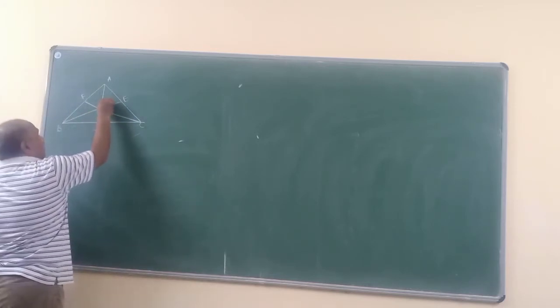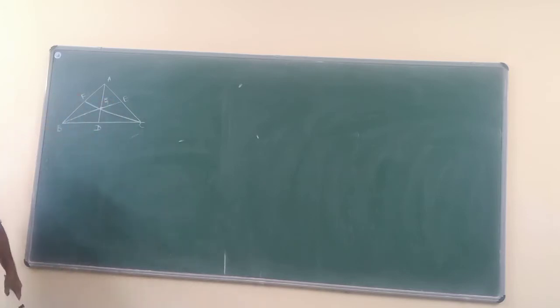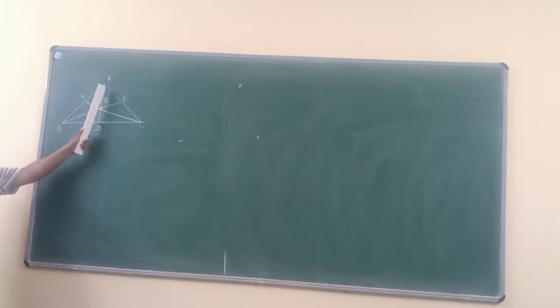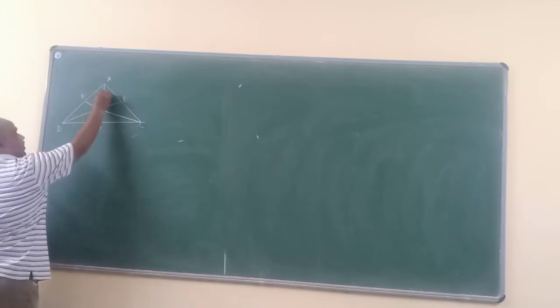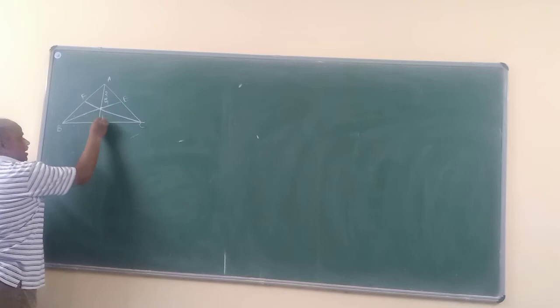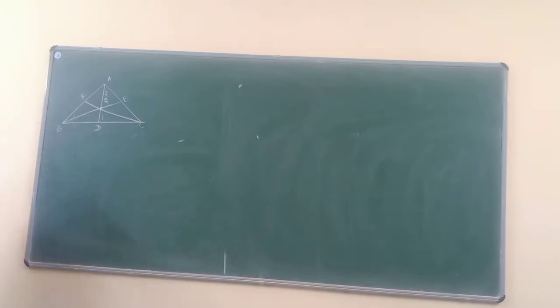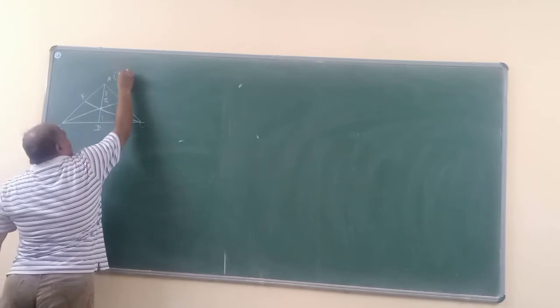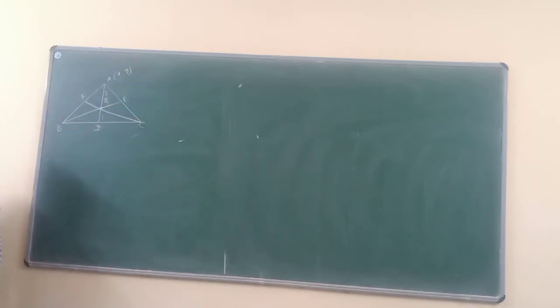The point of intersection of the three medians is called the centroid. It is represented by the letter G. G divides AD internally in the ratio 2:1. Now you take the coordinates of the vertices of the triangle.